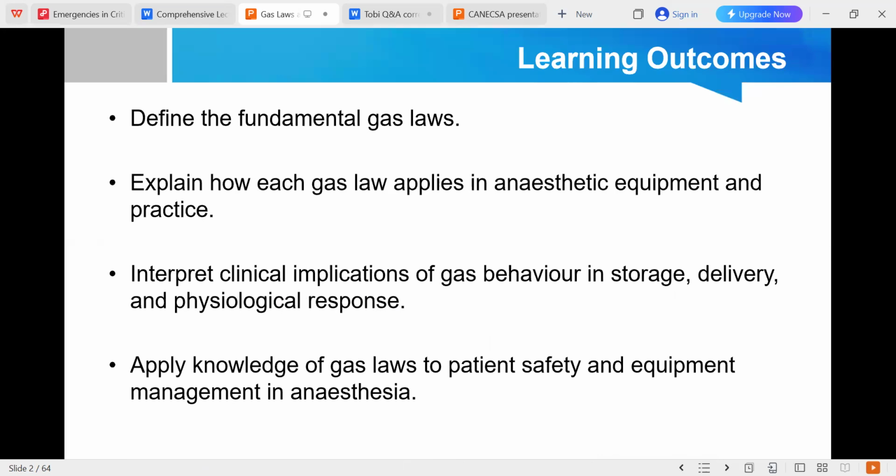So we'll be looking at these learning outcomes. We want to define fundamental gas laws. At the end, we should be able to explain how each of these gas laws applies to our practice as anesthetists and critical care physicians. We should also be able to interpret clinical implications of gas behavior in storage, delivery, and physiological response. And we should be able to apply the knowledge of these laws to patient safety, equipment management, and anesthesia.